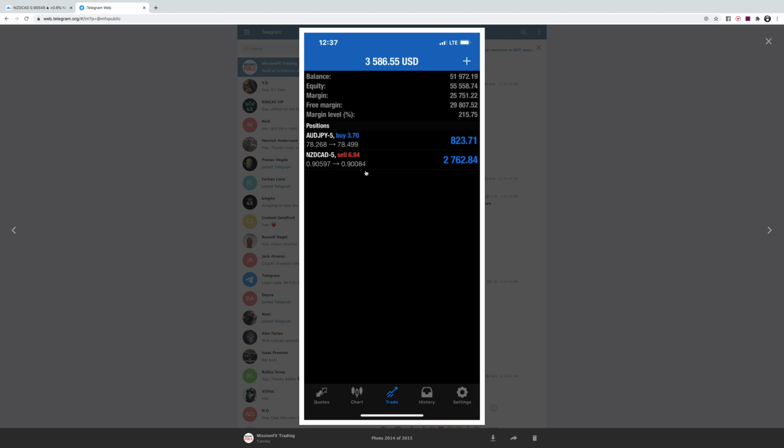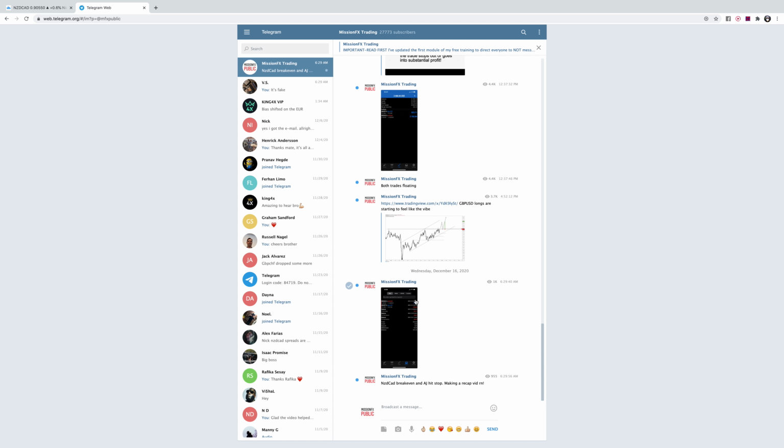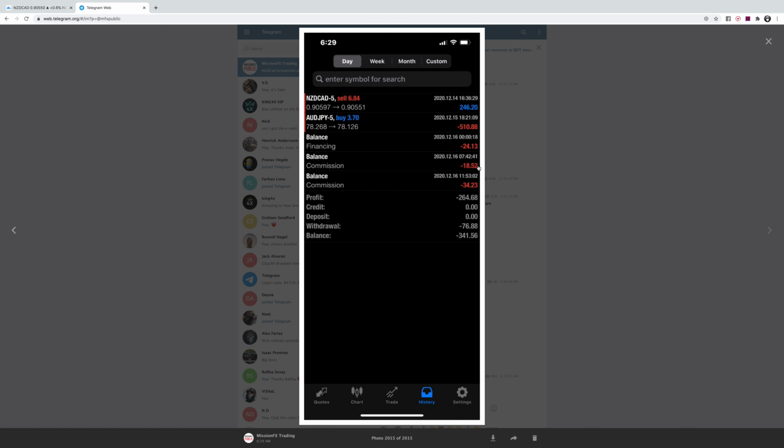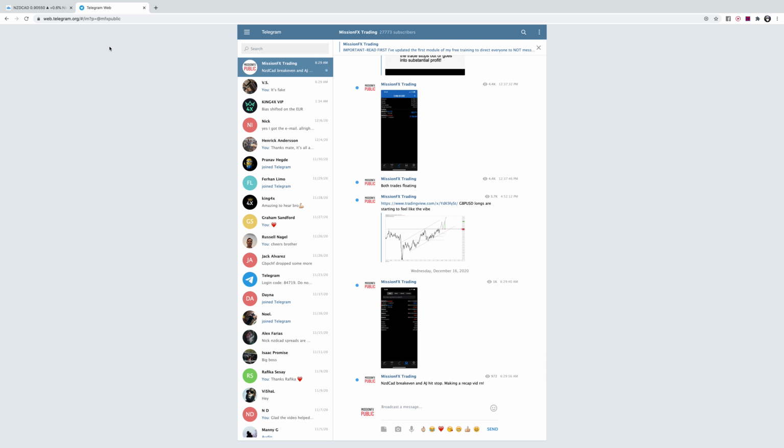So this was my terminal last night before I went to bed. Or, I'm sorry, this was around noon. So the trades were going good. New Zealand CAD, everything's going good. But then I woke up this morning and this was my terminal. So it's pretty much break even on the day. Small loss. AUD/JPY stopped out. New Zealand CAD hit break even. So yeah, that happens sometimes.